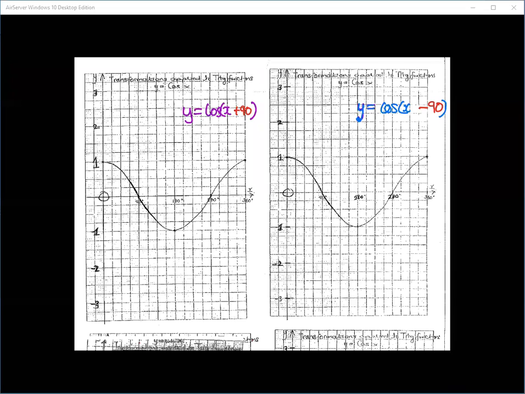So, okay, here comes our next family of modifications. Normally our original function, which is here, is y equals cos of x.